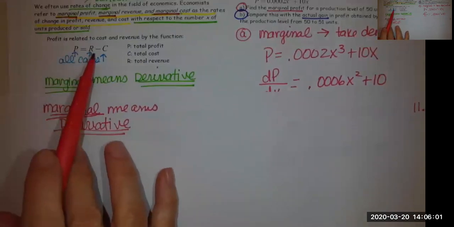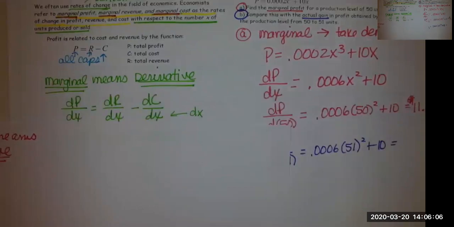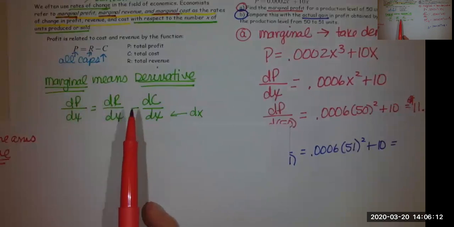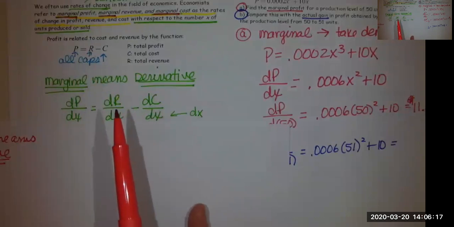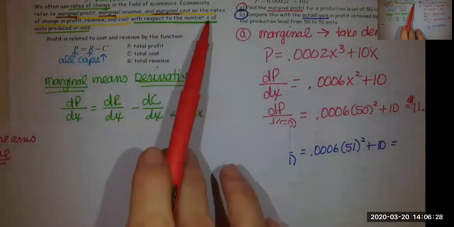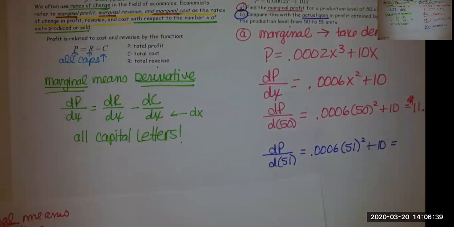If P equals R minus C, then if we take the derivative of each one of those, then we know that the derivative of profit equals the derivative of revenue minus the derivative of cost. They stay the same, except here we've taken the derivative. Derivative again means marginal. Notice that we are having a dx now instead of a dt like we did with some of our previous problems. The reason being, x refers to the number of units sold or produced. So our cost and our revenue and our profit are going to depend on how many that we sold. Okay, so all capital letters.